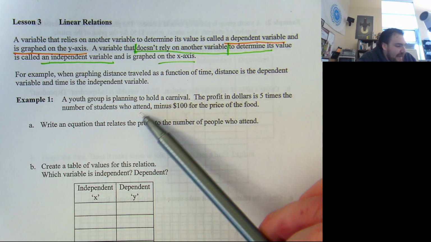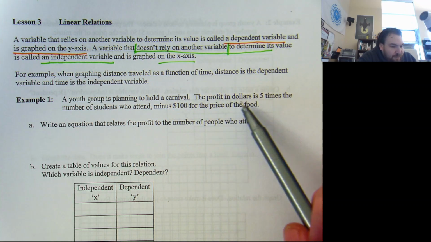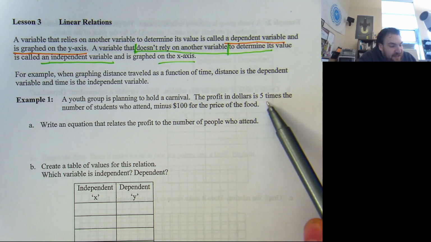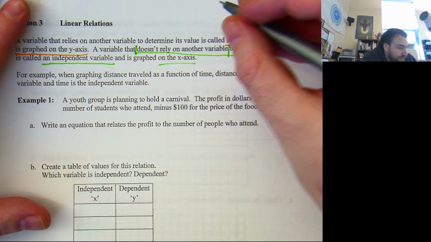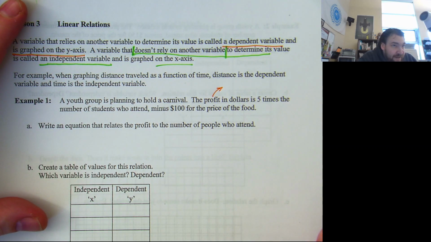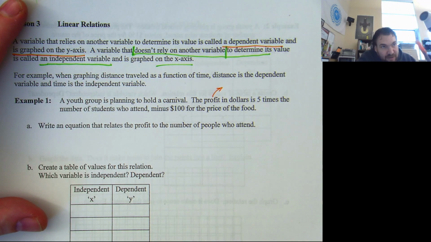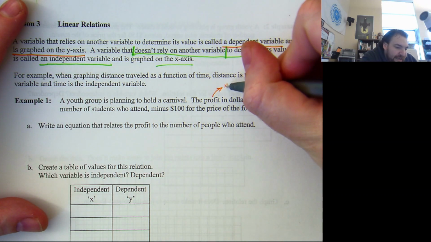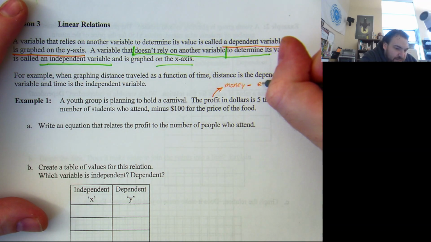Here we go. A youth group, here's the first example, is holding a carnival. The profit in dollars is 5 times the number of students who attend minus $100 for the price of food. So, profit, for those of us who might be a little confused by the language, profit, Hayden, if you had a writing utensil that you could write things down with, that would be helpful. Profit is money minus expenses.